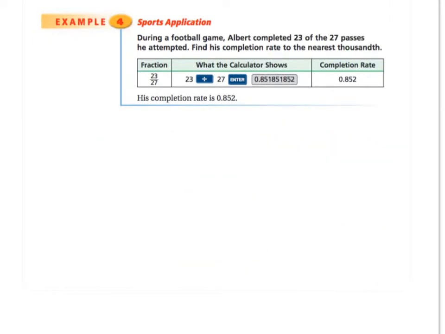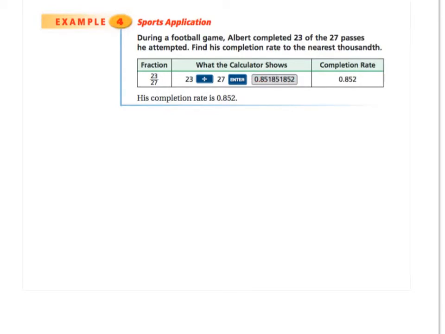Example 4. You do not need to write anything for this, just watch. During a football game, Albert completed 23 of the 27 passes he attempted. Find his completion rate to the nearest thousandth. So this is kind of like the baseball problem, where if we just look at the 23 alone, that wouldn't make sense. So we have to figure out how many passes he completed out of how many total passes. So our fraction is 23 out of 27. We divide 23 by 27 to get the answer.